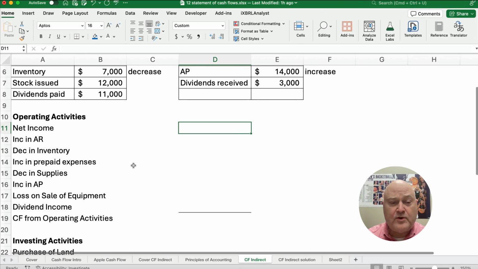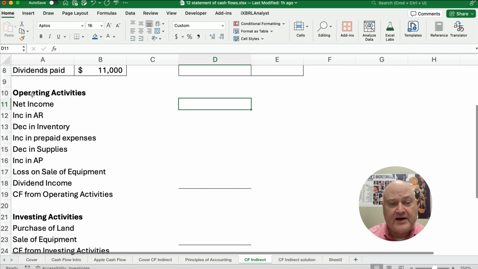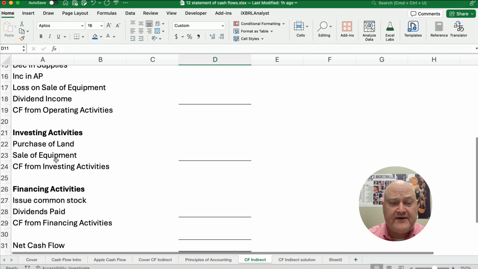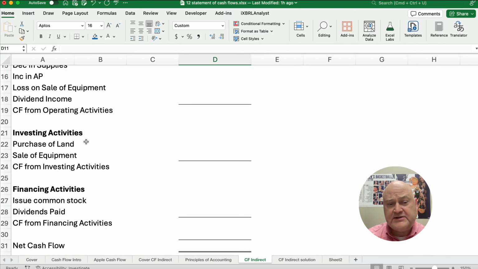So let's think about what we are trying to do. We're trying to put things in operating activities, and we start with net income, because we're on the indirect method. So we have net income plus or minus adjustments. Then we have investing activities, so we're buying or selling non-current assets. And then financing activities has to do with long-term debt and equity.